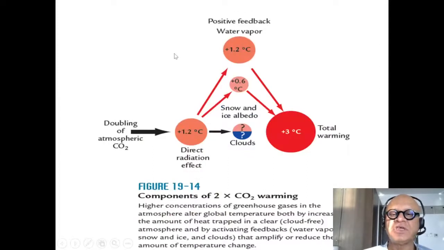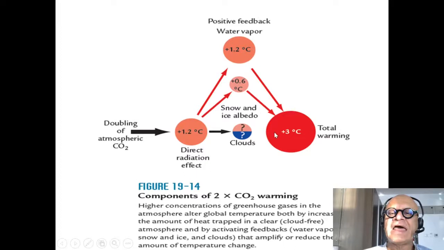So here is the 2CO2 warming. If you have doubling of atmospheric CO2, the direct radiation effect of the greenhouse gases is about 1.2 degrees C as estimated by current sensitivities. Clouds remain a dark horse. We don't know whether they will cause a net cooling or a net warming when they are changing in response to increased temperatures, increased humidity, and so on.